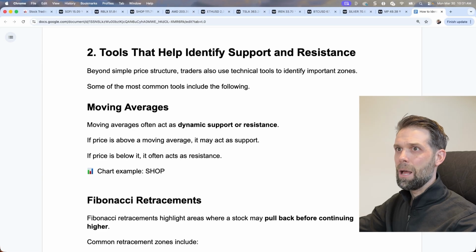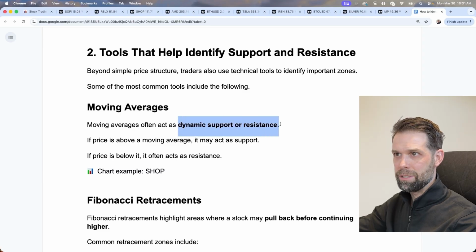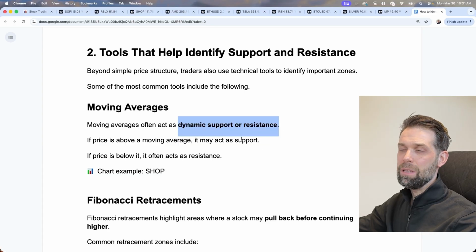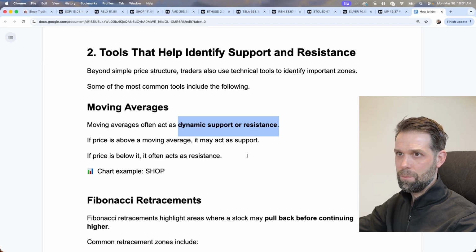So the first tool that a trader can use to find support and resistance are the moving averages. These act as dynamic support and resistance. So they move as the stock price moves over a period of time, and they can be support when price is above them, and they can be resistance when price is below them.